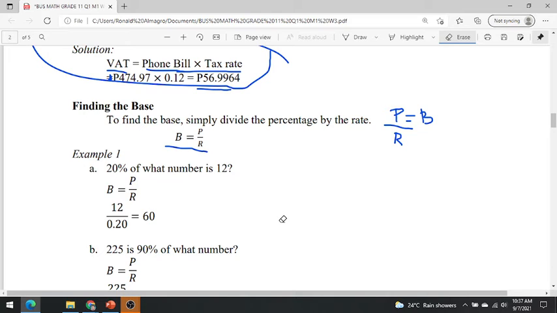Example 1. 20% of what number is 12? Okay, of what number is 12? So it means we need to find the base. Okay. Student, we have the given, the rate, and our percentage. After that, you will need to substitute the given value. So 20% convert into decimal po, so 0.20. Then our percentage, we have 12. So 12 divided by 0.20, our quotient, we have 60 po. Okay, so na-gets? Yes, sir. Okay, so very good.